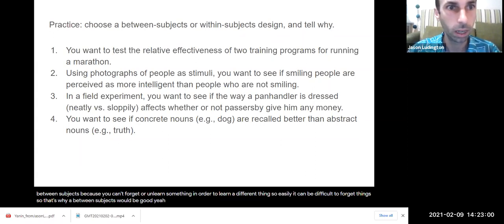Yeah. Number 2, using photographs of people as stimuli, you want to see if smiling people are perceived as more intelligent than people who are not smiling.